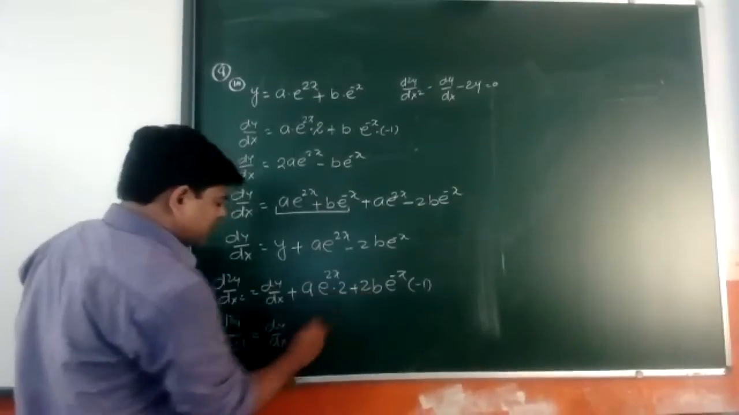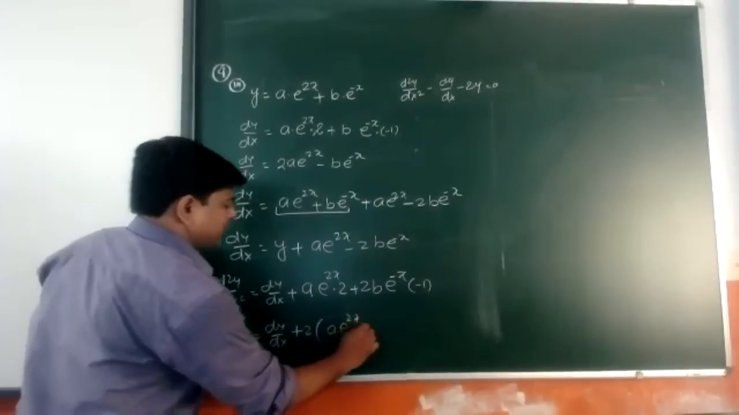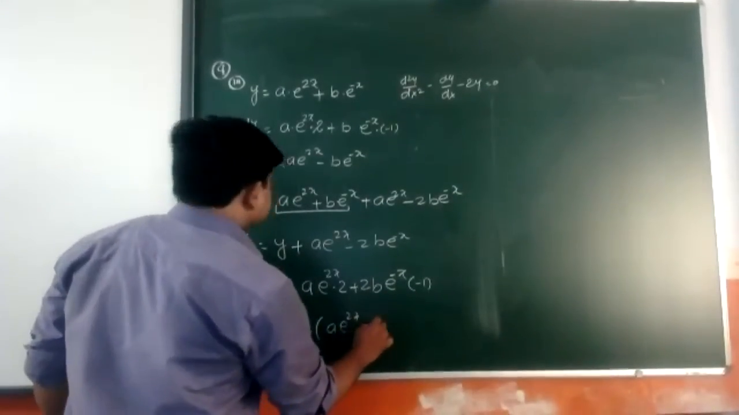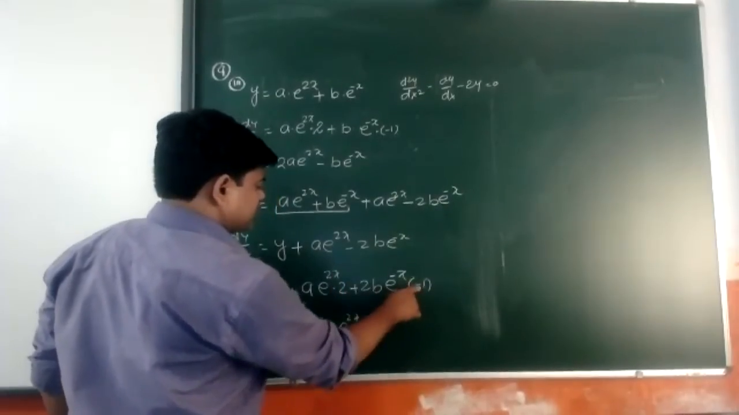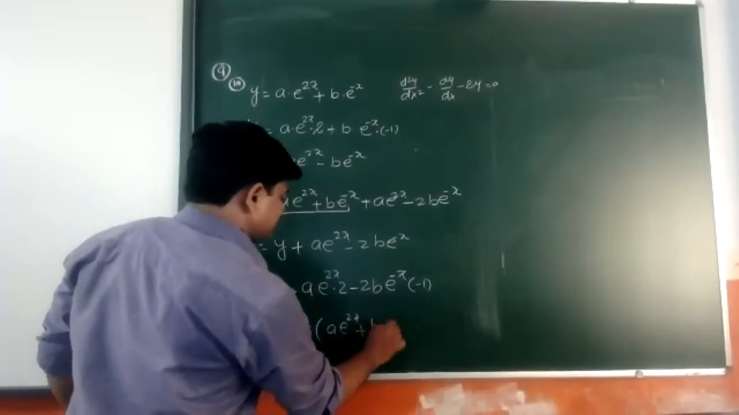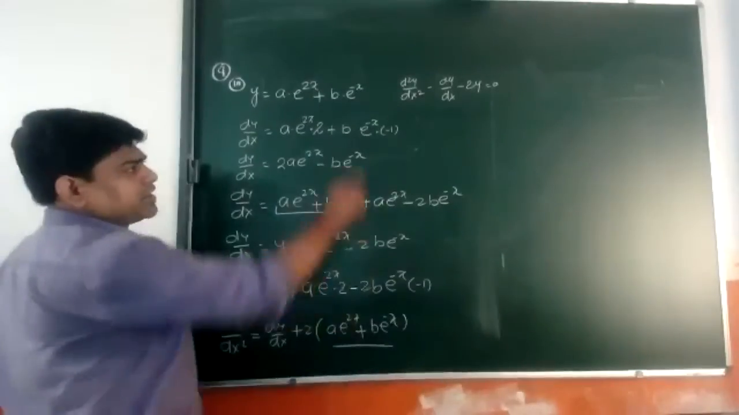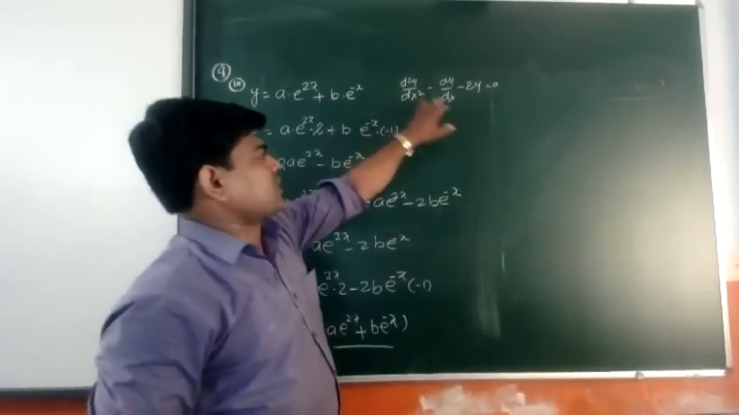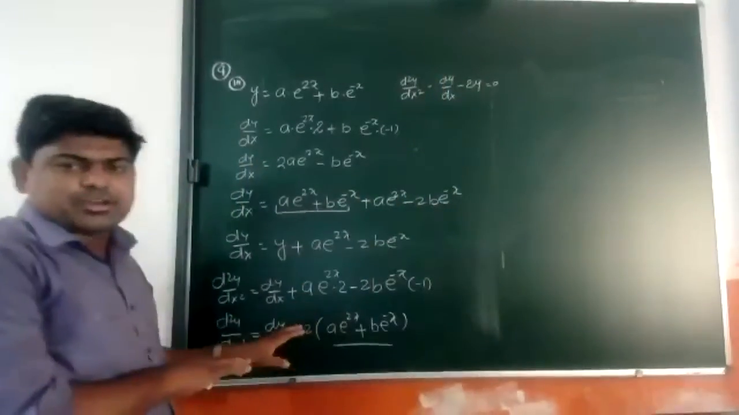2 and 2 will be common. Then I am having a e to the power 2x minus, sorry, that was the negative number. The minus will make it plus. Here minus, and now it will make it plus, b e to the power minus x. This will be y. And we will get our result d2y by dx square minus dy by dx minus 2y equal to 0. That's what I have done.